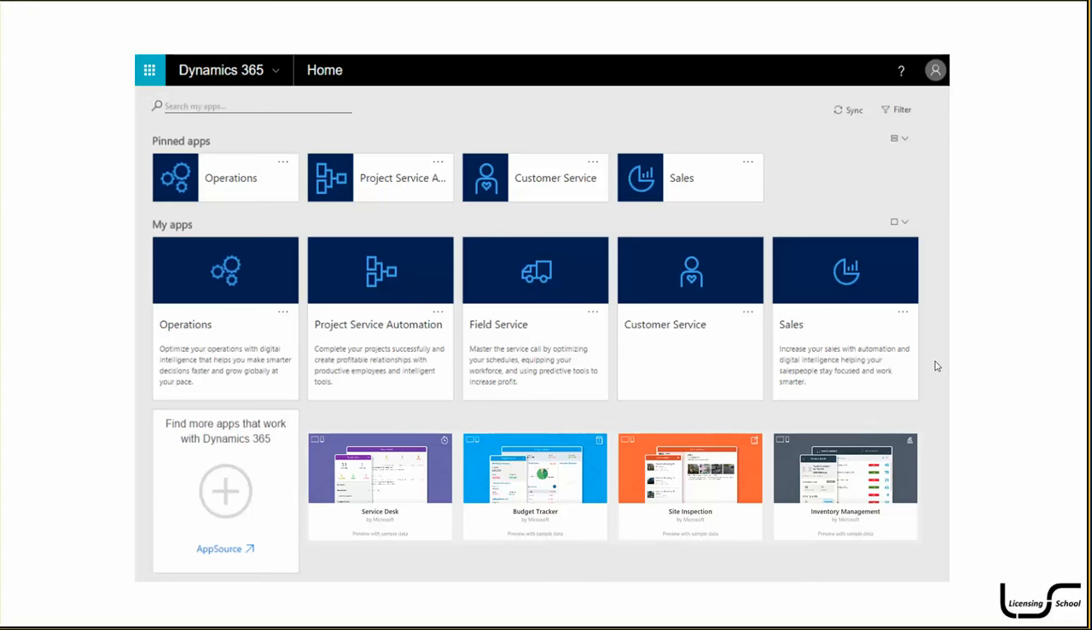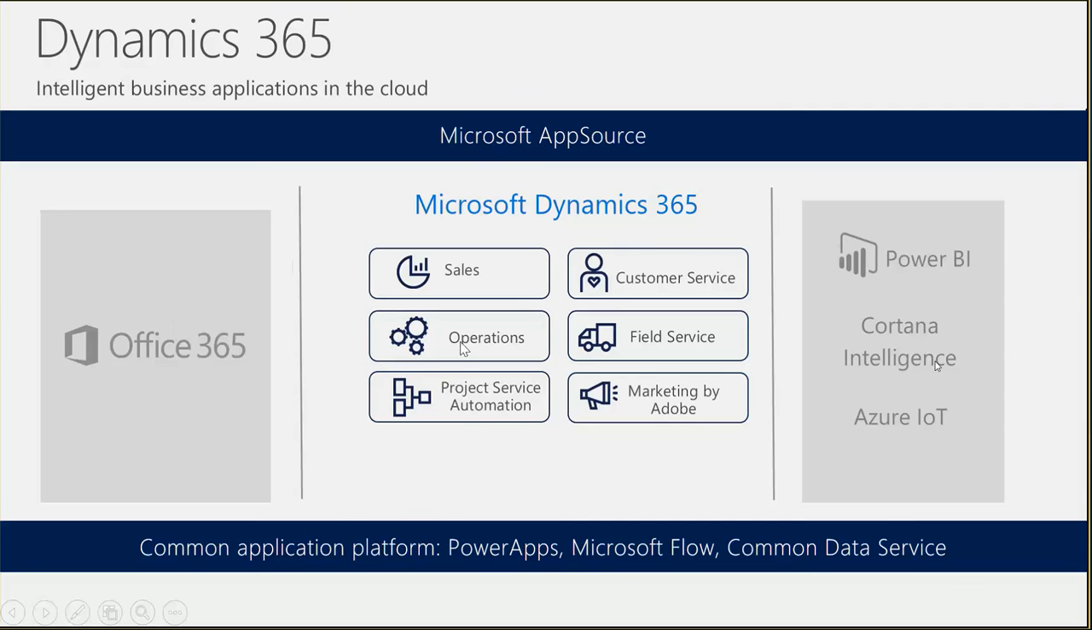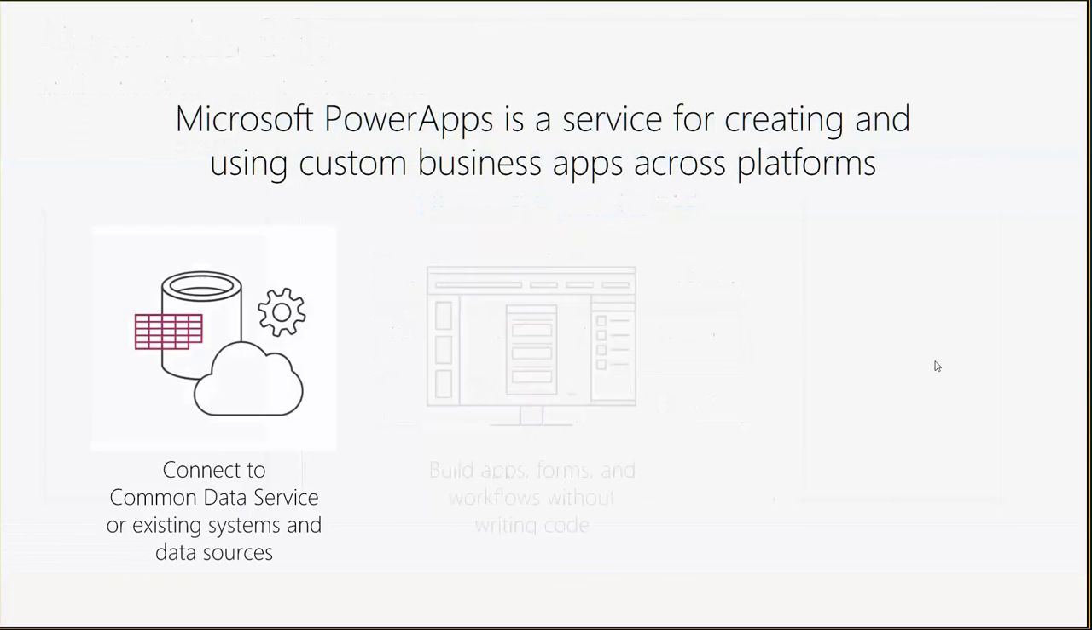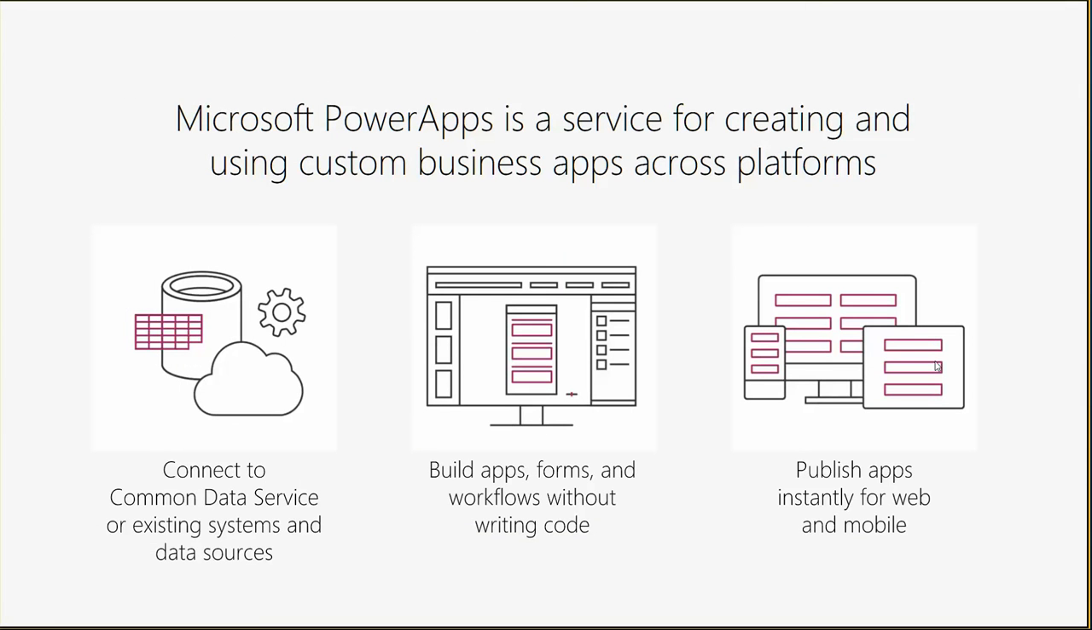So fine, let's just recap what I've said there. I've said, look, we've got apps from Dynamics 365, they share data, the data can be analysed, we can have third-party apps. I still haven't told you what Power Apps is. Power Apps is all about creating your own additional apps, and this is a sort of standard slide here. It's a service for creating and using custom business apps across platforms. And one of the important things with Power Apps is the data that you can connect to. So you could connect to the Common Data Service, which is where you gather in data from across your applications, or to an existing system or data source.